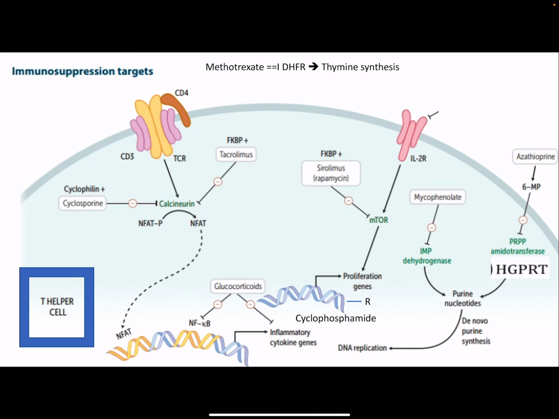All right, a little summary. Cyclosporine goes with cyclophilin to inhibit calcineurin. Tacrolimus goes to FKBP, also inhibits this.